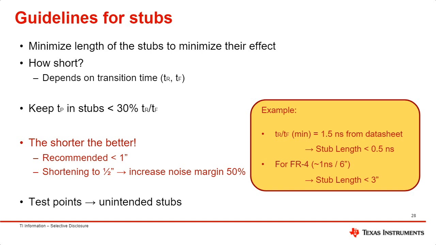To take a look at an example on the right-hand side, you can gather the rise and fall times from the datasheet of your MLVDS driver. In this case, 1.5 nanoseconds. Using the rule of thumb of less than 30% of the rise and fall time, your stub length would need to be less than 0.5 nanoseconds. For FR4, this would indicate a stub length of less than 3 inches.